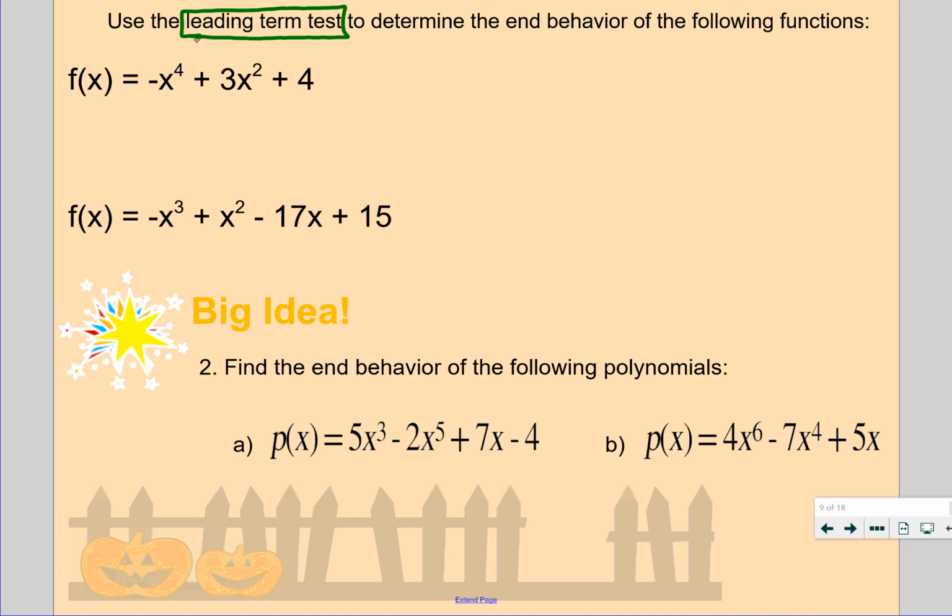So when you're doing the homework, it'll say use the leading term test to find the end behavior of the polynomial. And all you have to do is be able to find that leading term, which is the guy that has the highest power. In this case, it's negative x to the fourth. That's going to give me my end behavior.